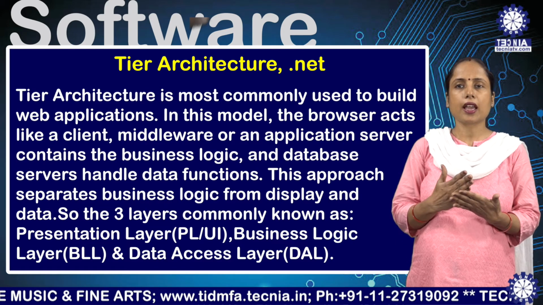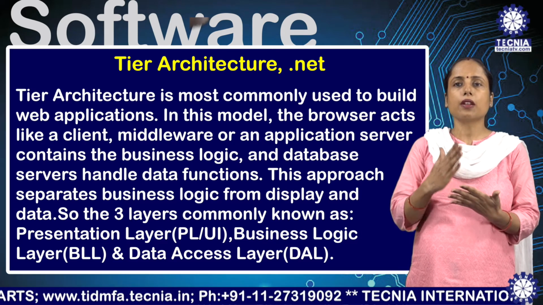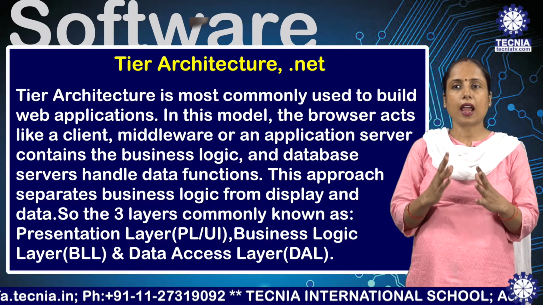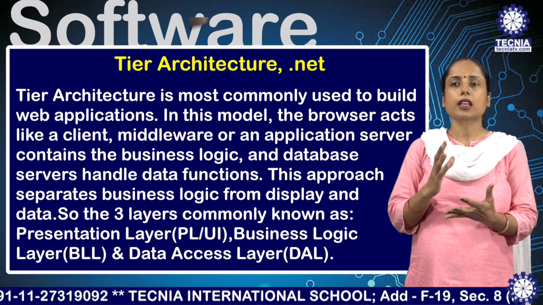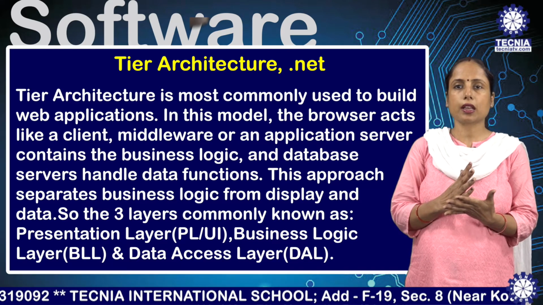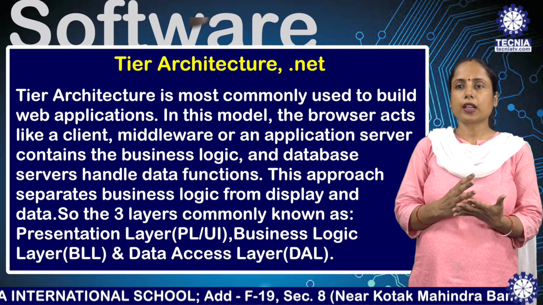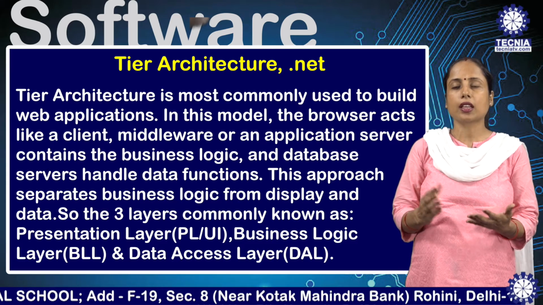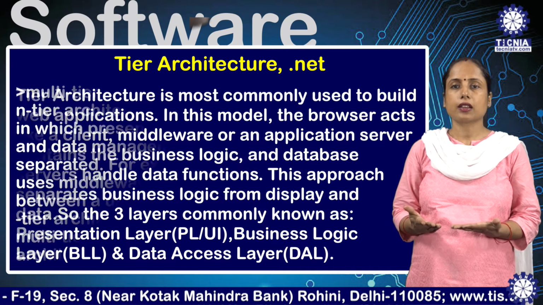Next is three-tier architecture, which is most commonly used to build web applications. In this model, the browser acts like a client, with middleware or an application server that contains business logic, and database servers that handle data functions. This approach separates business logic from display and data. So the three layers are commonly known as presentation layer, business logic layer and data access layer.